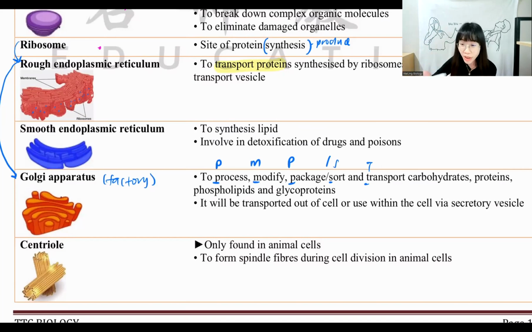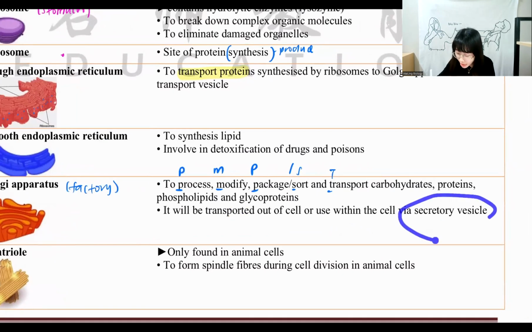So what do they modify in the cell? They will modify protein into enzyme. Most likely it will be enzyme, or it can be hormones, it can be phospholipid, it can be glycoprotein. So they have a combination of everything. It's called a process. Either they will be used within the cell or out of the cell, okay, either they use in the cell or out of the cell by using secretory vesicle.